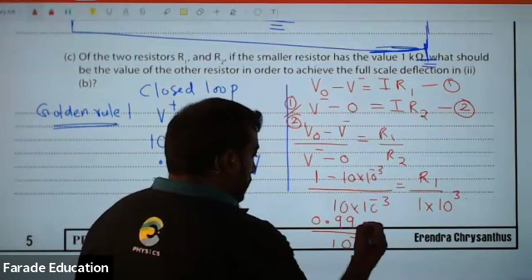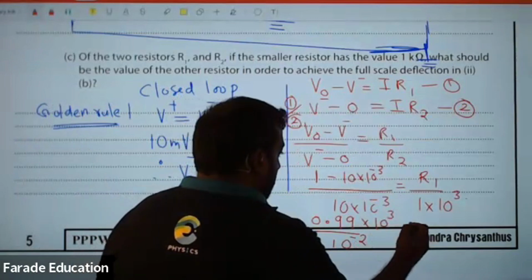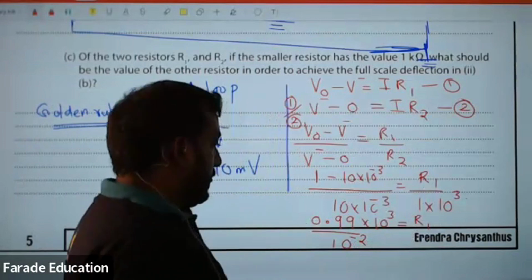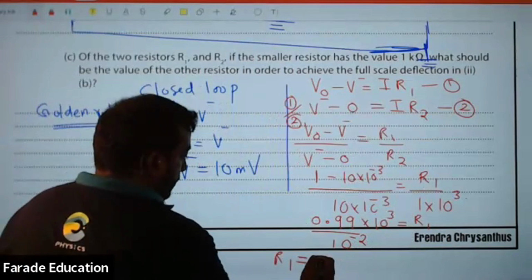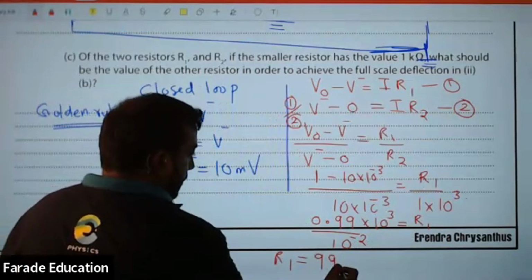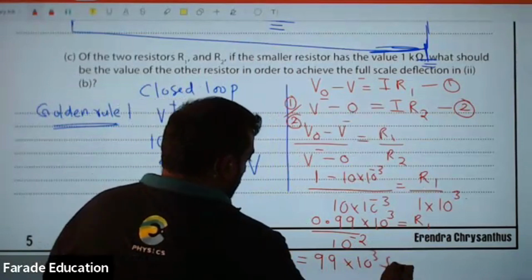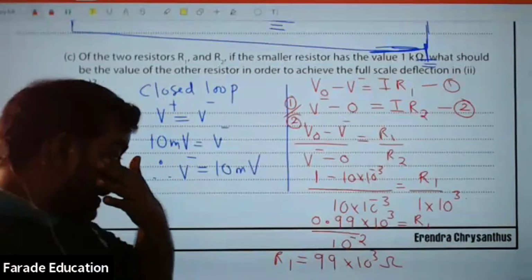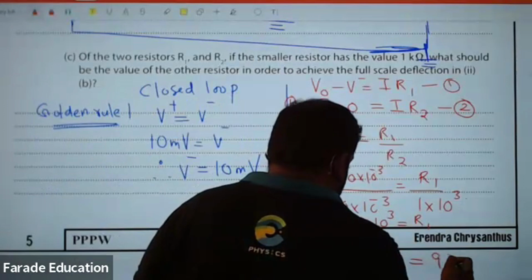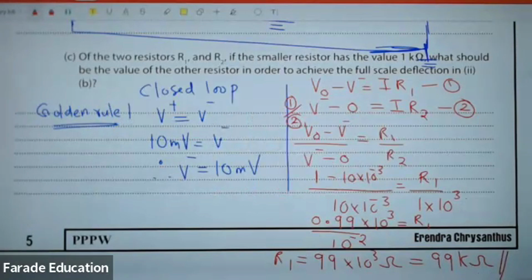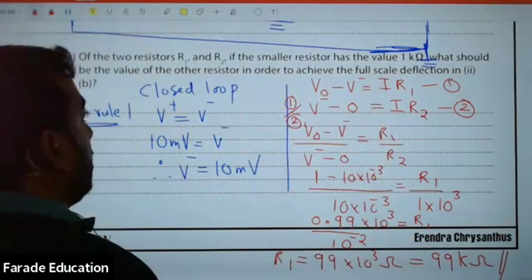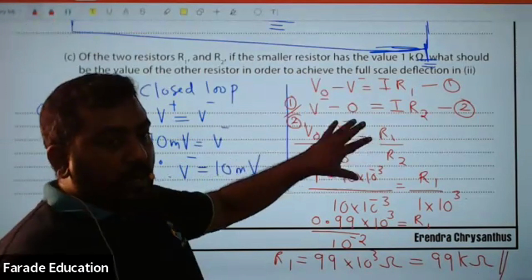10 to the power minus 2, first multiply 10 to the power 3, R1. Simplify this. R1 is equal to 99 times 10 to the power 3 ohm. Which means 99 kilo ohm. You call that feedback resistor. That's about 99 kilo ohm. Very easily you can find. So I've shown you the complete method, how to reach there.